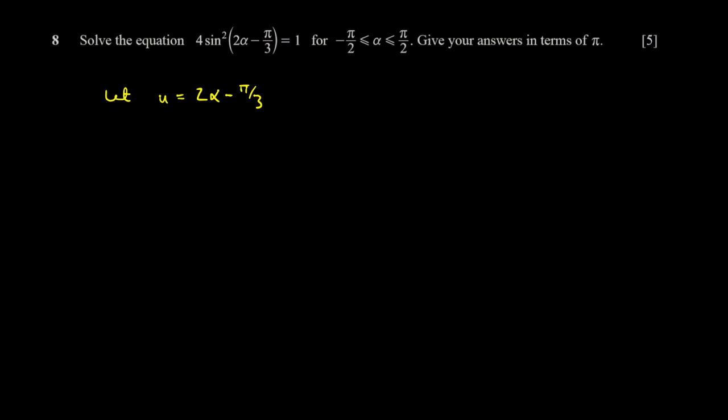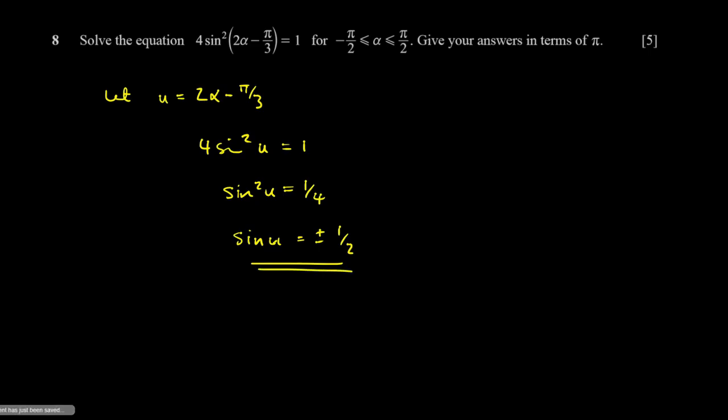So that then the problem becomes 4 sine squared u is equal to 1, which means that sine squared u is equal to a quarter. And then we can square root both sides, so we get sine u is equal to plus or minus a half. Now that is going to be a key problem. People are going to forget the negative, right? Plus or minus. Okay, so now we're solving sine u is equal to plus or minus a half.